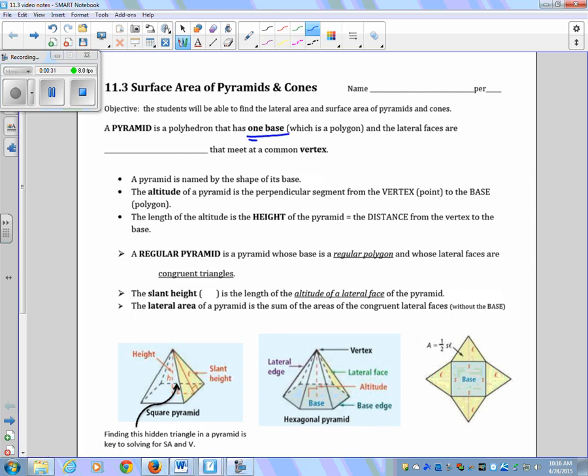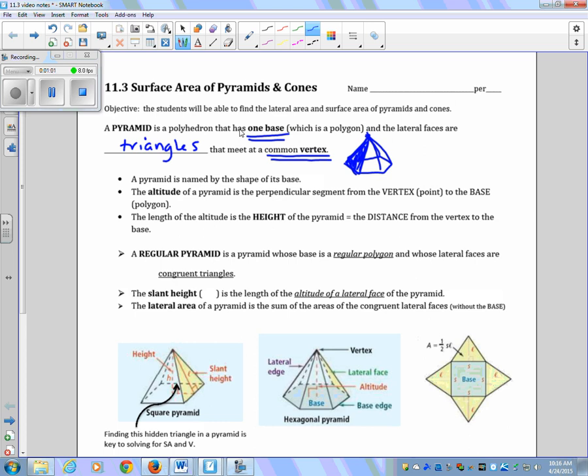A pyramid is a polyhedron that has one base. This is different than our prisms, which always have two bases. The one base is a polygon, and the lateral faces meet at a vertex. Since there's a base and one vertex at the top, all of the lateral faces are going to be triangles.